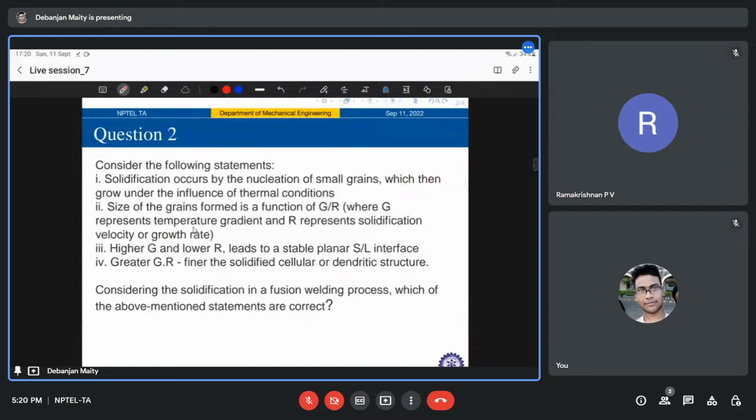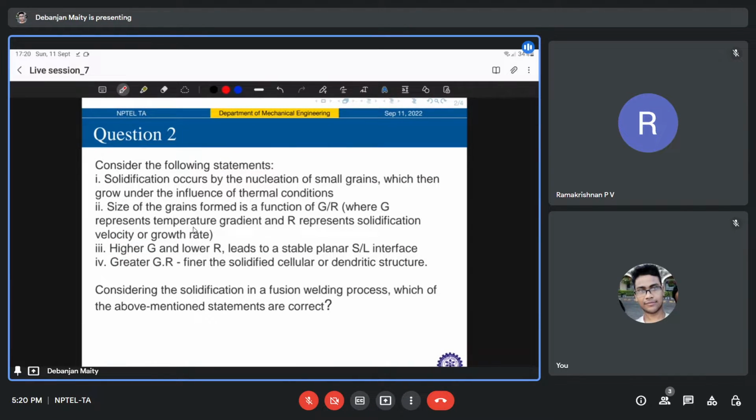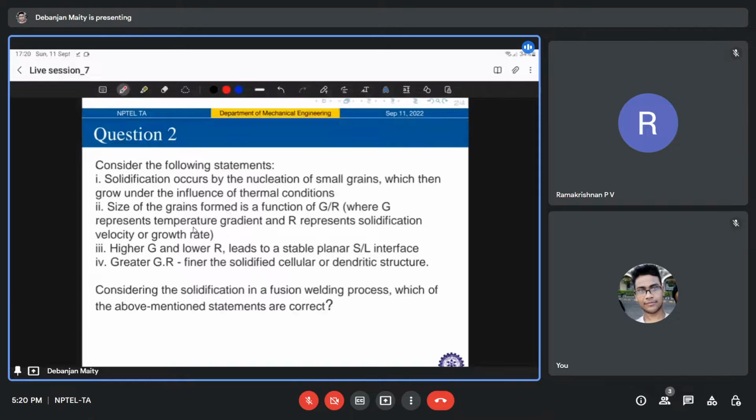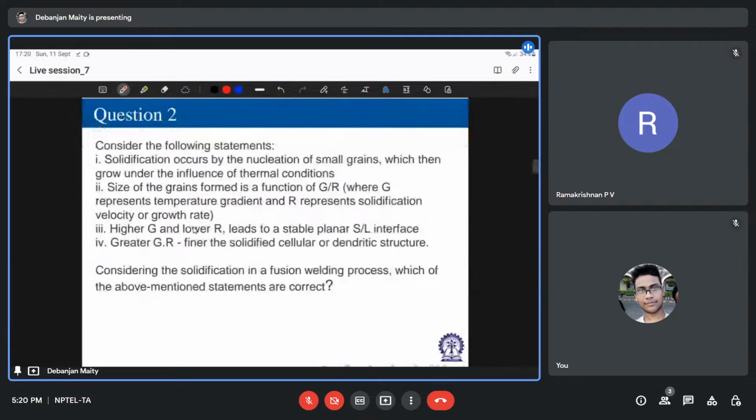Now in my question two, there are a few statements which I have noted down, and we need to find out which of the above mentioned statements are correct. The first statement tells that solidification occurs by the nucleation of small grains, which then grow under the influence of thermal condition. Is it true or false?